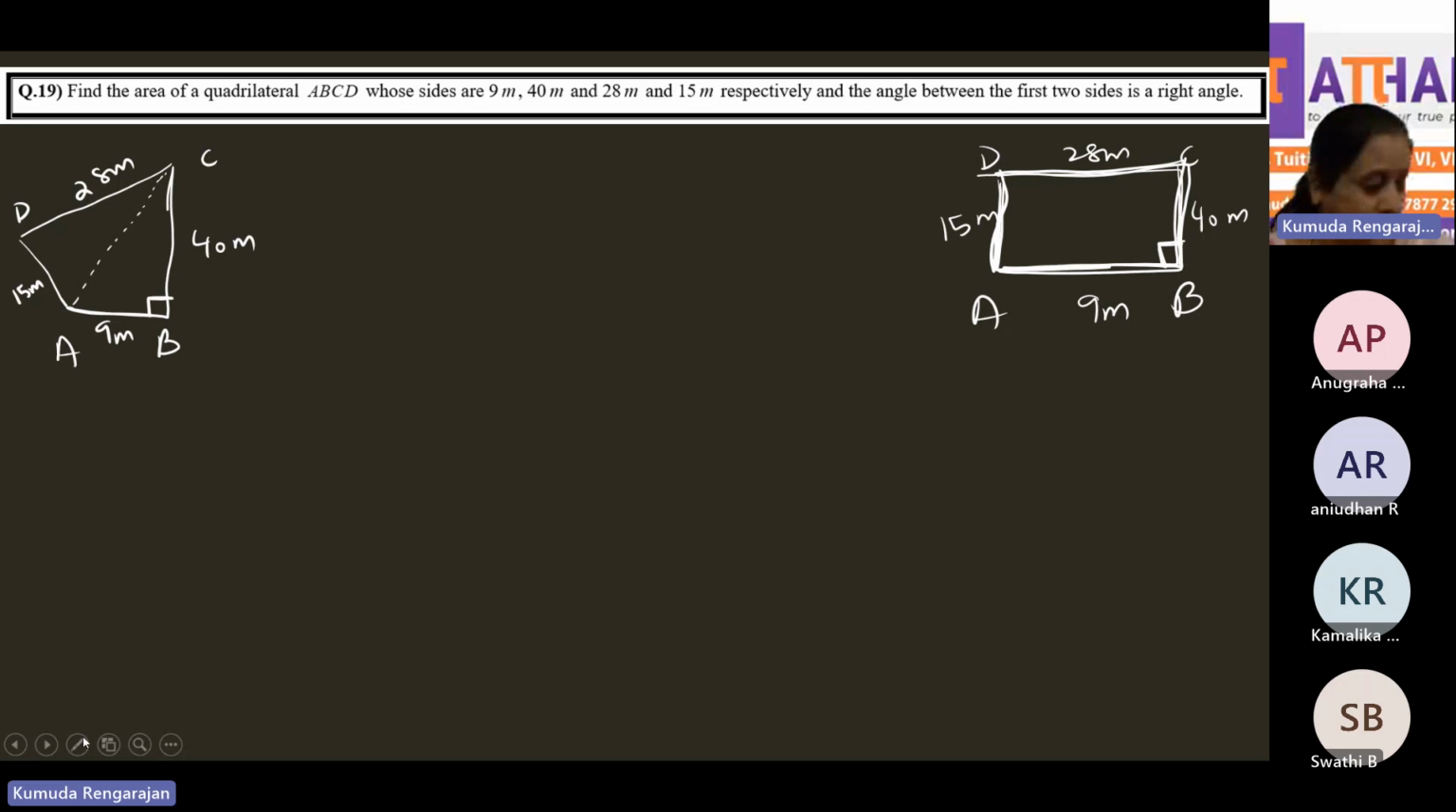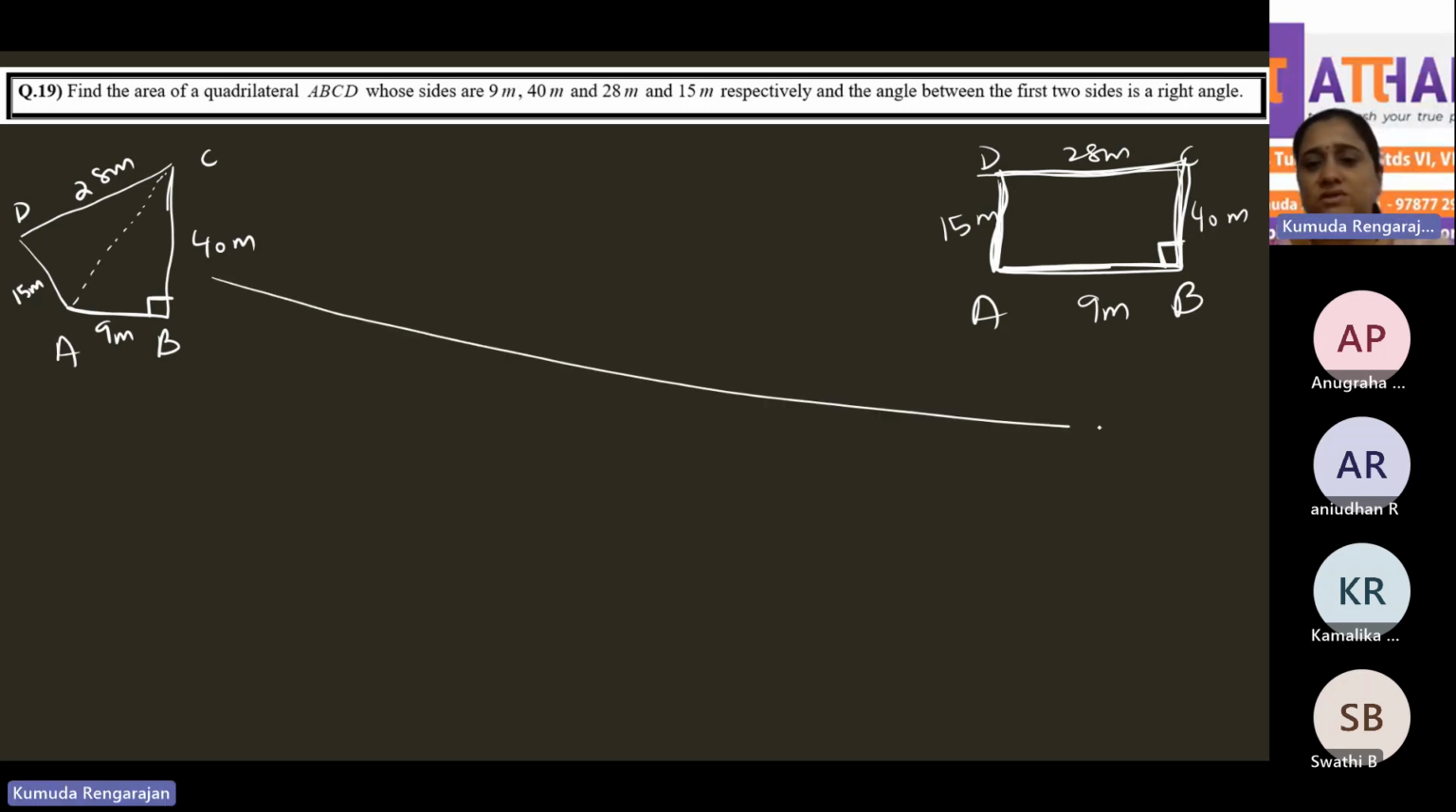Please work on it, children. Take down the question and the rough figure. See, draw this figure below this, okay? Draw this one and draw this below, draw this here below this.